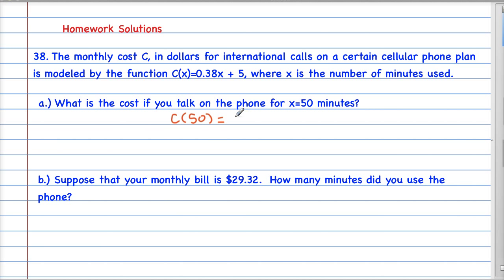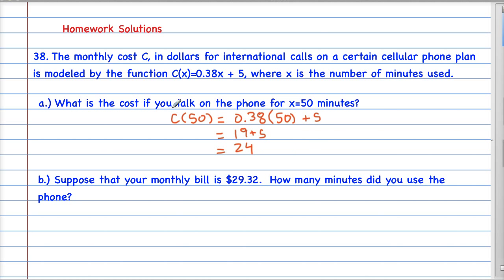So C of 50 equals 0.38 times 50 plus 5. I would evaluate 0.38 times 50, and that is 19. So I have 19 plus 5, and 19 plus 5 is 24.